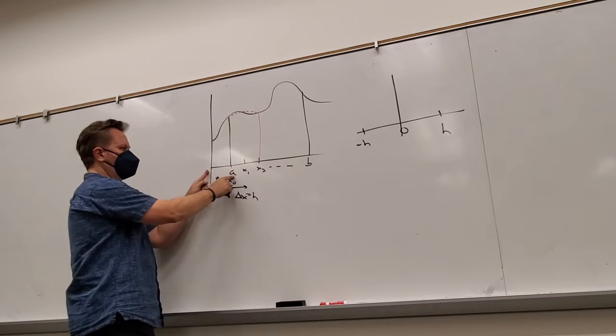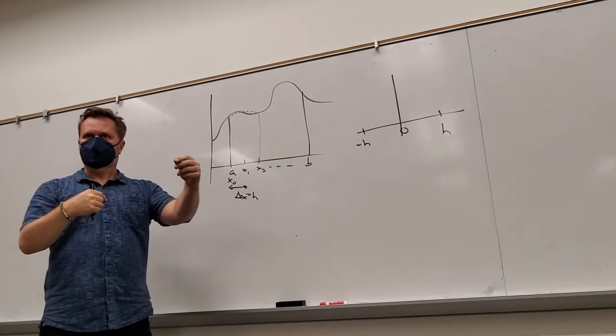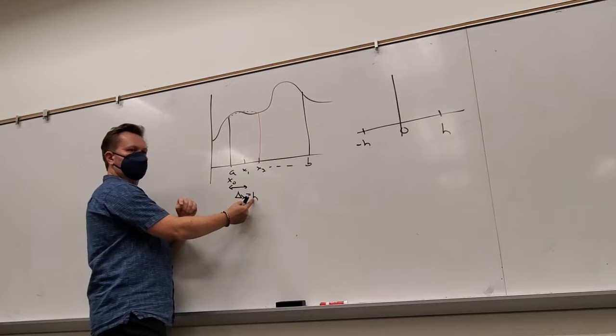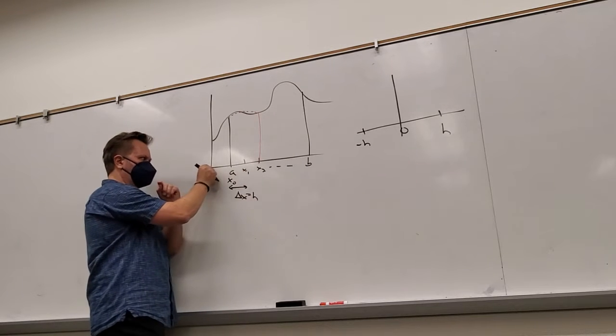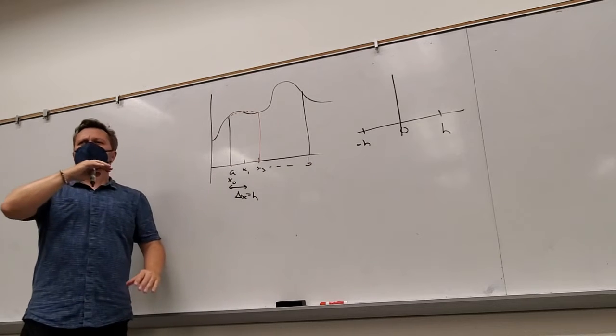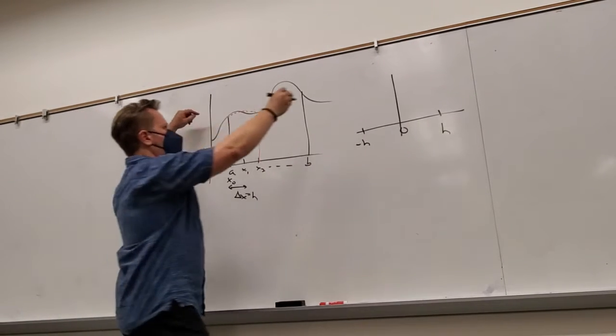So now a, x0 will be negative h. That's how far back it is. What distance is this? h. So if I make this go to 0, where's a? Negative h. Does everybody understand that right there?